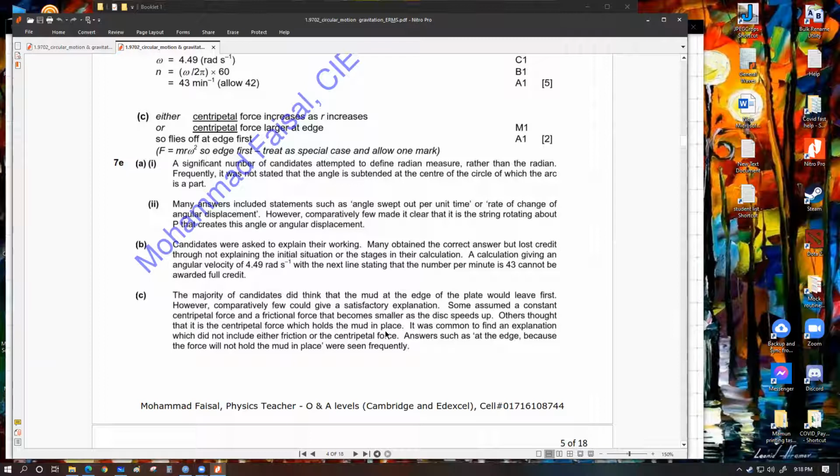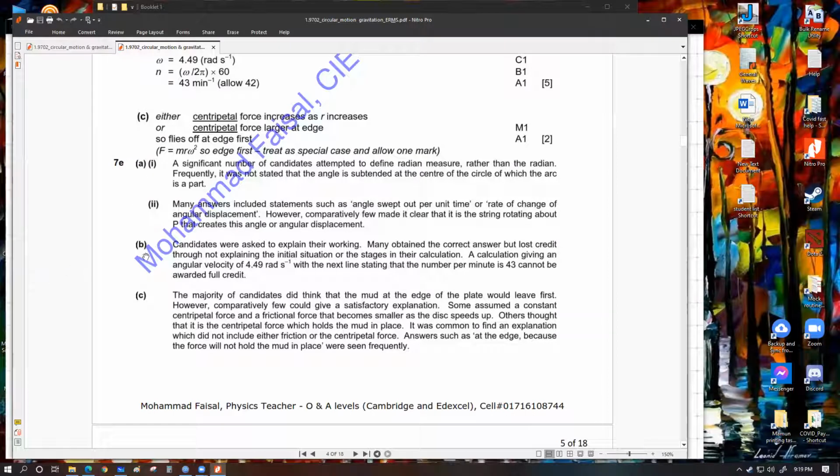Others thought that it is the centripetal force which holds the mud in place, which is also wrong. Centripetal force is actually something else. It was common to find an explanation which did not include either friction or the centripetal force. So many people did not even bother to write about this force, just went on to write answers in other wordings. Answers such as, at the edge, because the force will not hold the mud in place, were seen frequently. Okay, this might as well be the force from Star Wars. The force will not hold the mud in place. Maybe, I don't know. But anyway, these are the wrong answers.